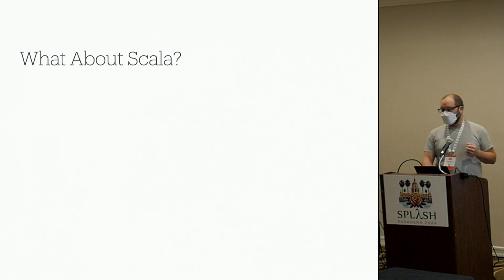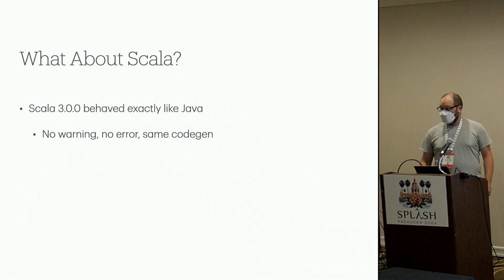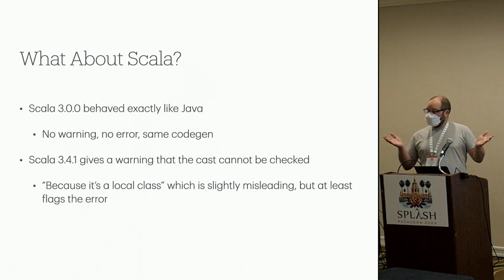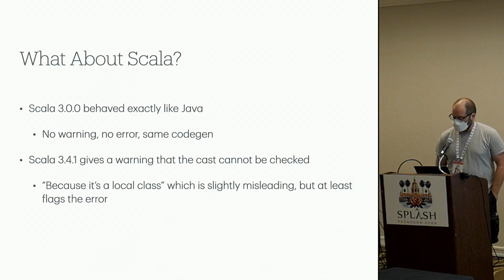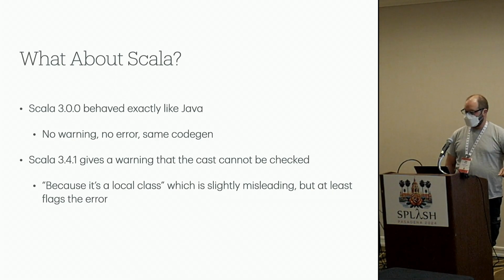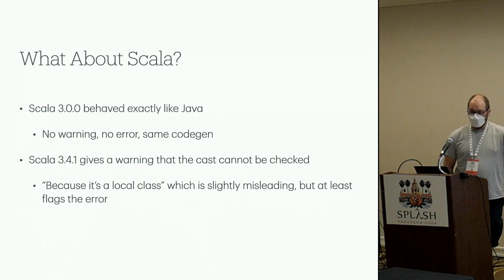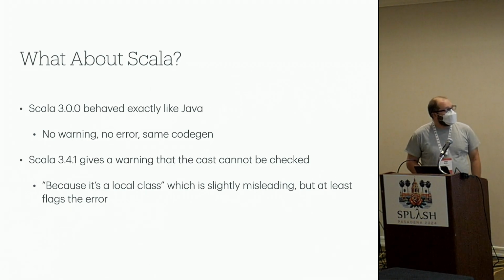Well, Scala is an interesting case. Scala 3.0 does exactly what Java does. Works exactly the same way. No warning, no error, same codegen. Somewhere in Scala 3.4.1, they added an error. It's not the clearest error. It just says you can't check the cast because it's a local class. But of course, it's not just because it's a local class, it's because it's a local class that also depends on method generics. If there were no generics happening in this example, the cast to MyFoo would have been totally fine. So, okay, great, that's Scala.